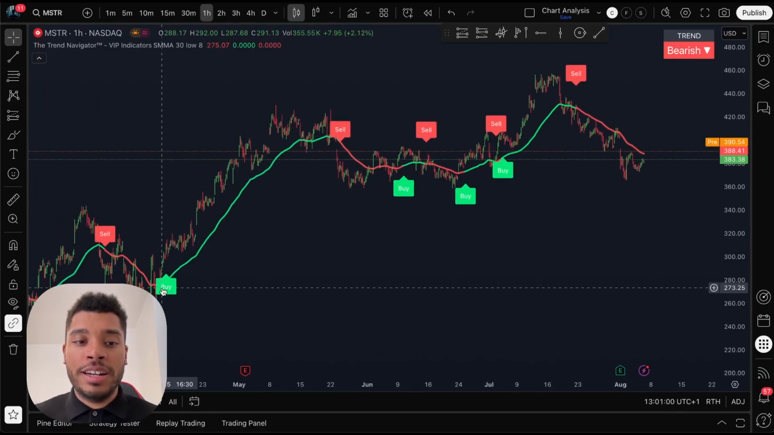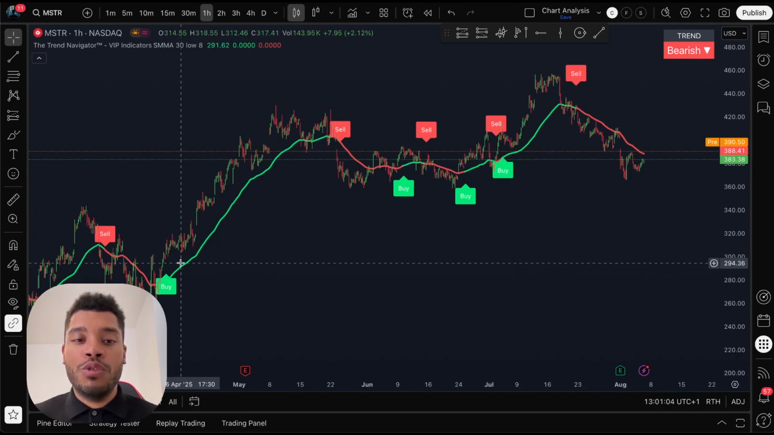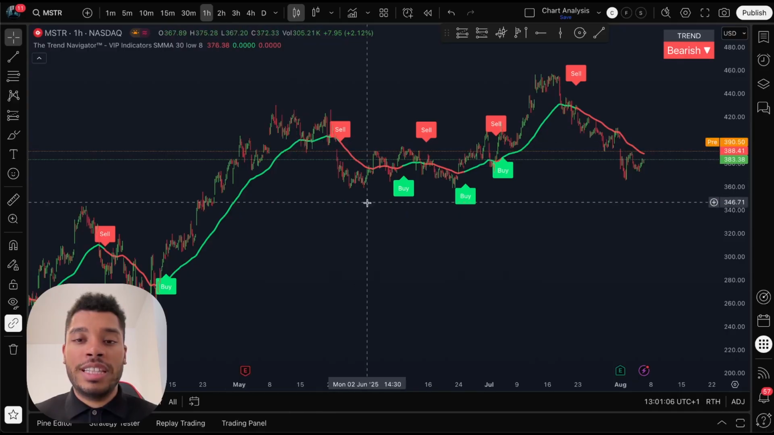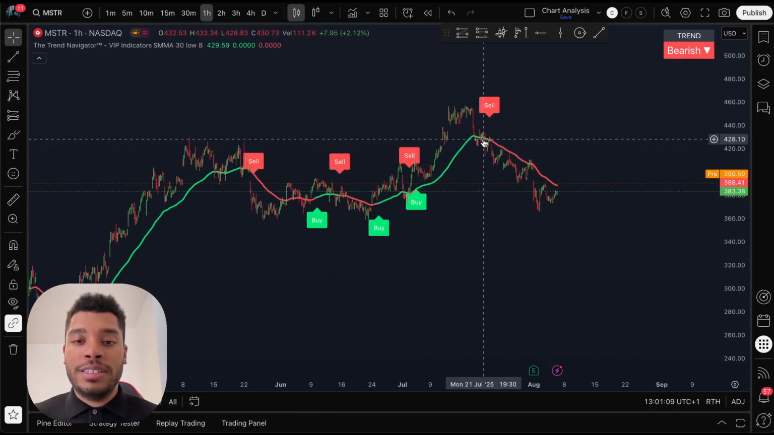Like for example here, as soon as there was the reversal, you would have received a buy signal, and then you would be able to hold your trades for all this time. Here, same thing. This is more recent. In fact, it happened at around the end of July.